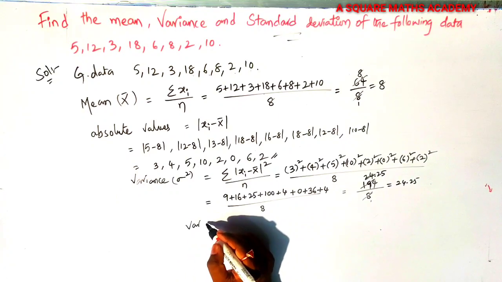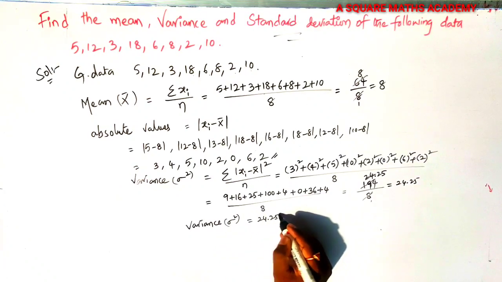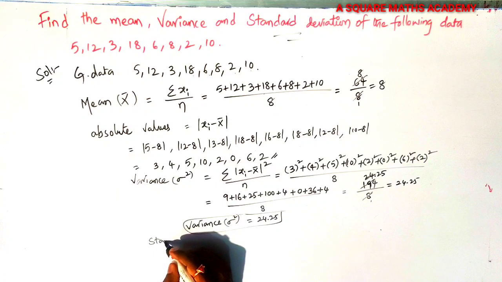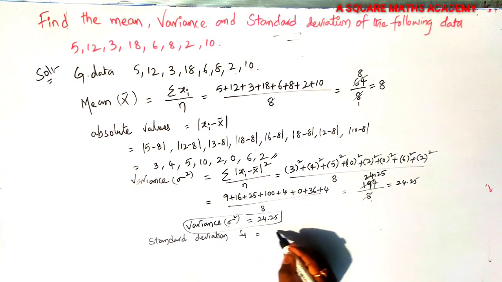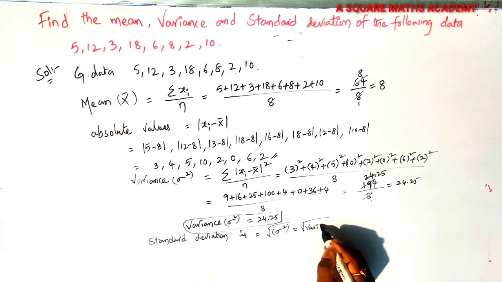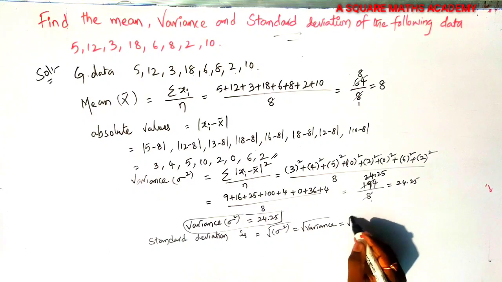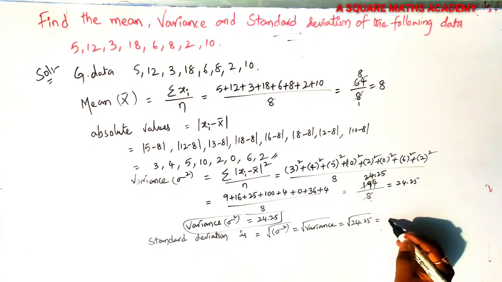So we got here the variance value. Variance sigma square is equal to 24.25. Next we write here standard deviation. It is the square root of variance. Square root of variance is nothing but sigma. That equals to square root of 24.25. Square root of 24.25 is nothing but 4.95, an approximate value we get here.